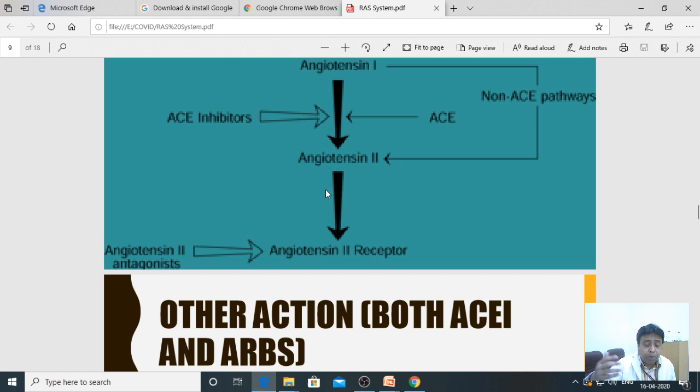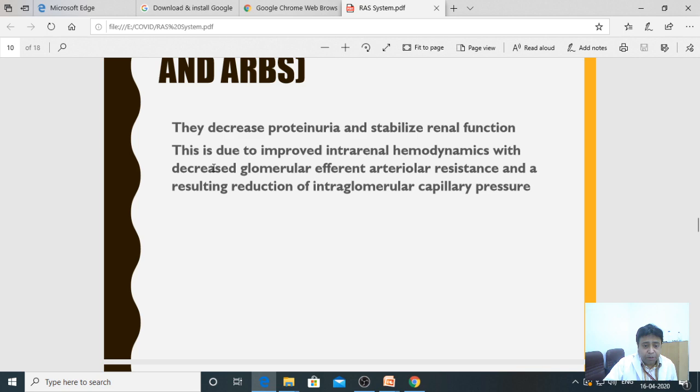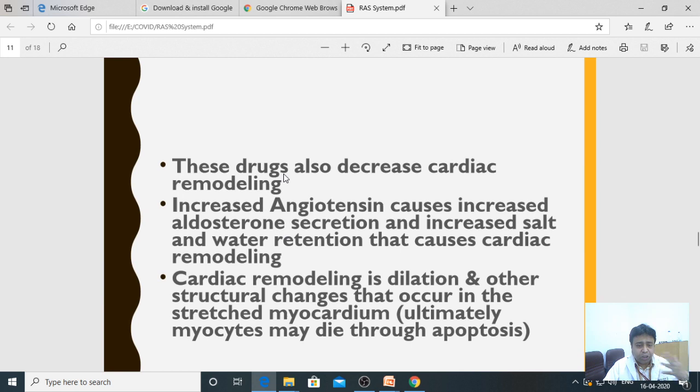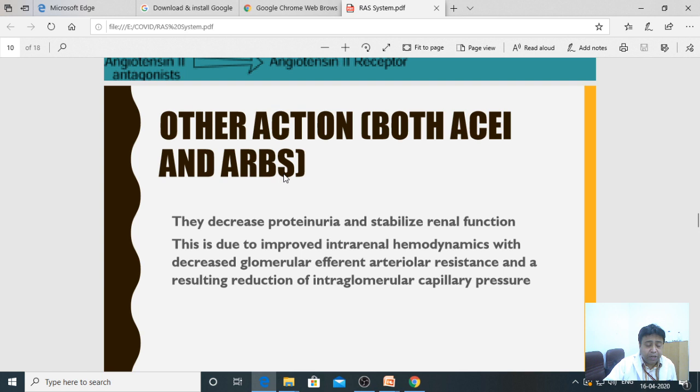Okay, this is known as ARBs, which is angiotensin receptor blockers. We are not talking too much about it, so I'm going to pass on the slides. This just tells you how these drugs, ARBs, are also important in improving the situation of diabetic individuals who have proteinuria, or also in cases of general proteinuria, because these ARBs dramatically improve renal functions.